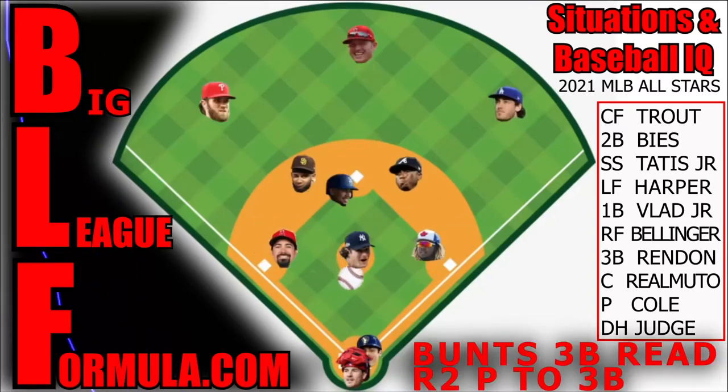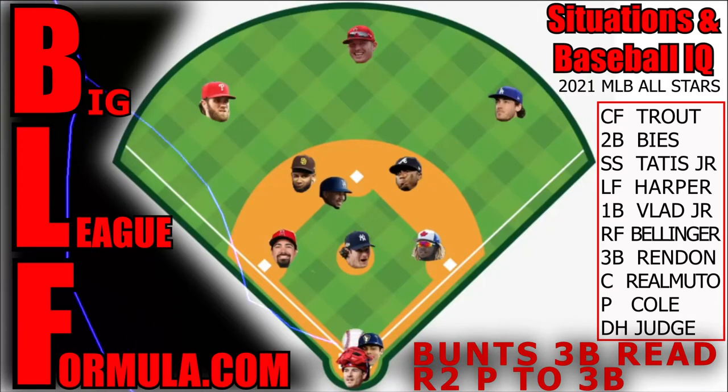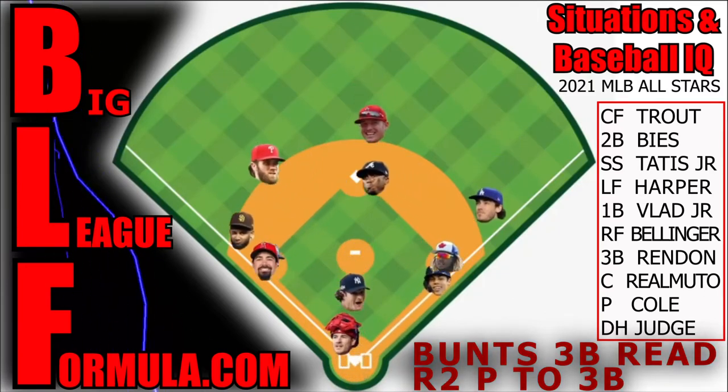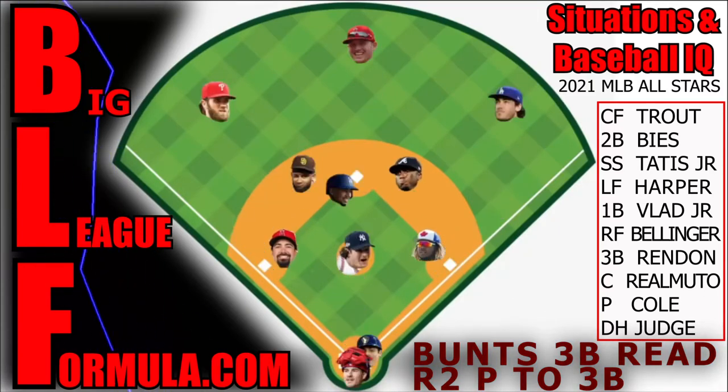Moving on. Situations, baseball IQ, runner on second base. Yelich squares around for a sacrifice bunt. Right back to the pitcher. Cole gets him out at third. Way to be there, Rendon.